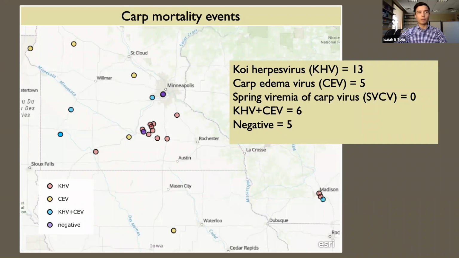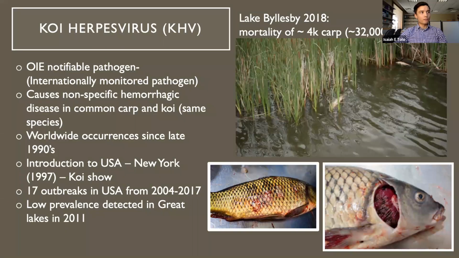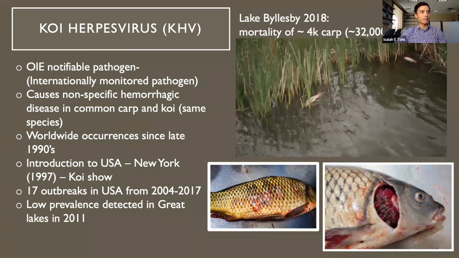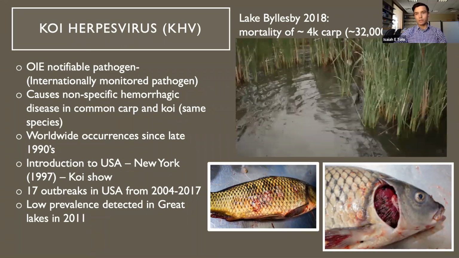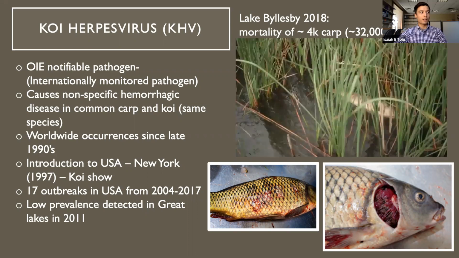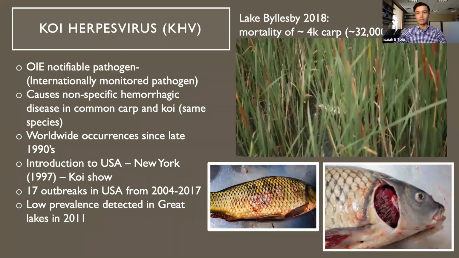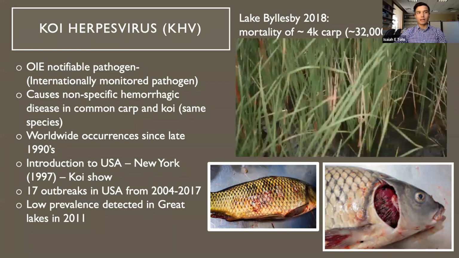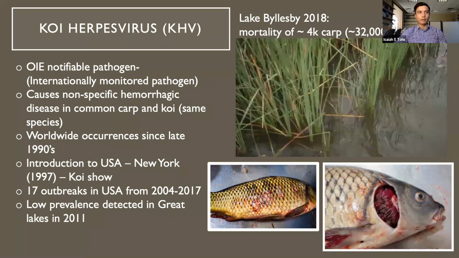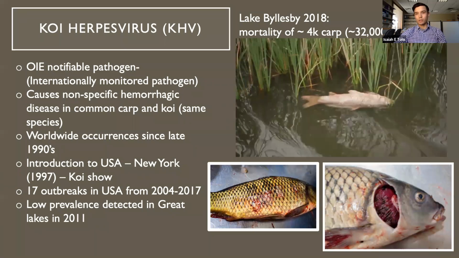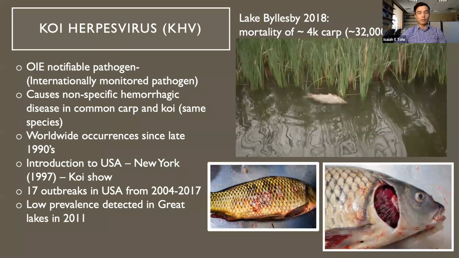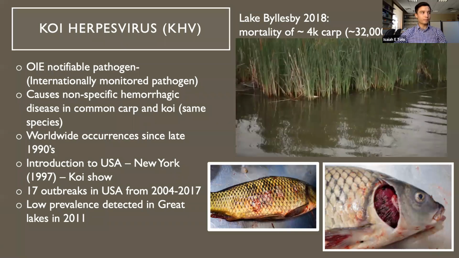We didn't find any spring viremia of carp virus, but we did find co-infections of KHV and CEV, which is really interesting because no one had ever seen that in the world so far. So focusing on koi herpesvirus, it's an OIE notifiable pathogen, which just means that it's internationally monitored, and it causes a really severe disease in carp that basically causes shock and death in a high number of individuals in aquaculture settings, and also in wild settings we're finding.